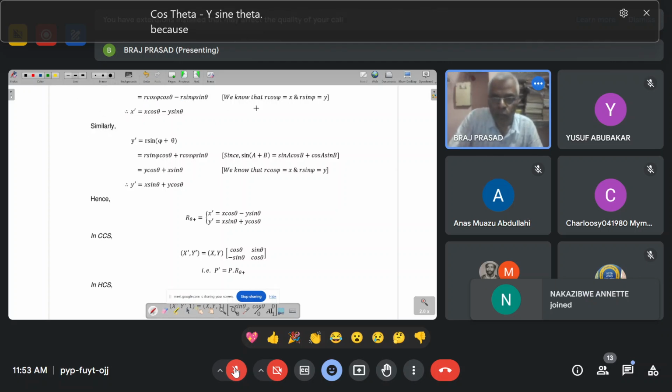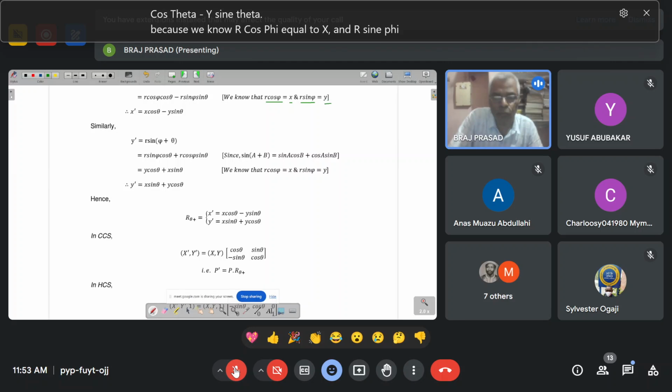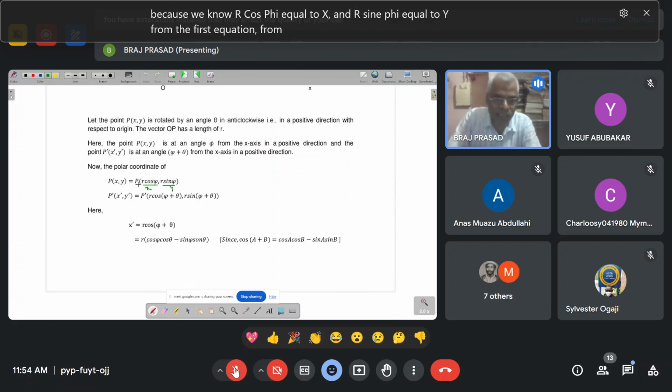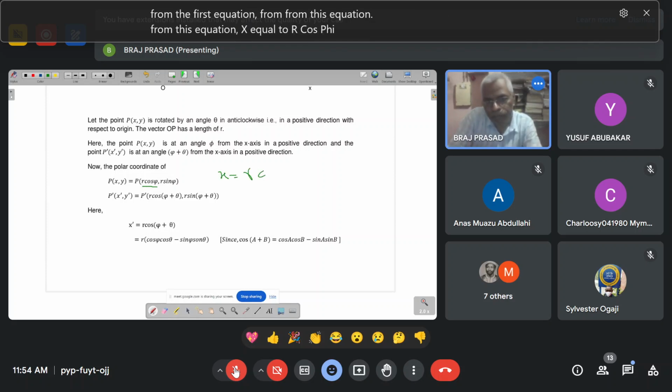Because we know r cos phi equals x and r sin phi equals y from the first equation. From this equation, x equals r cos phi and y equals r sin phi.